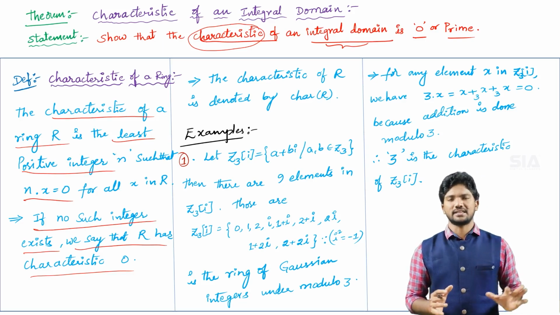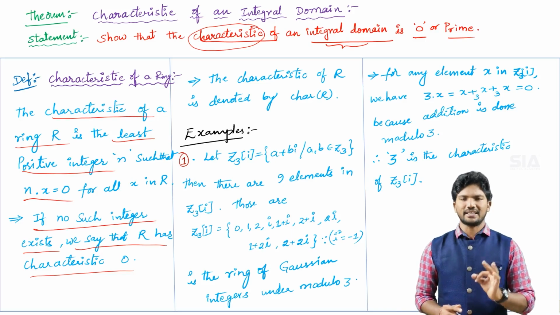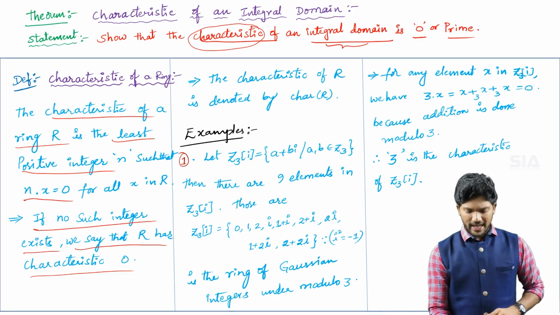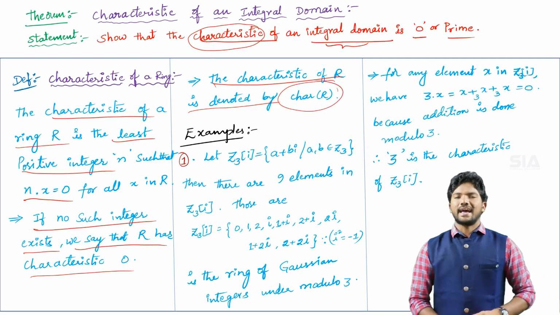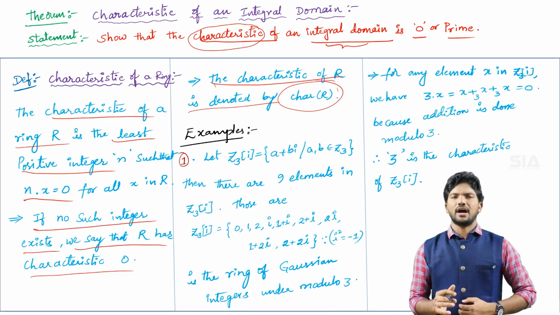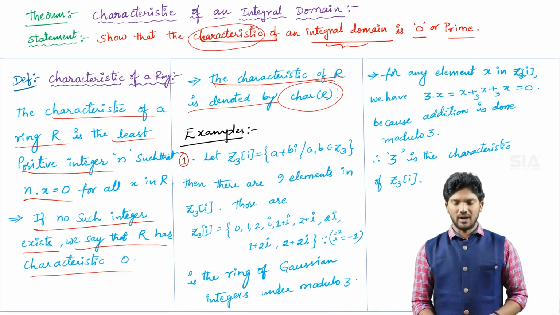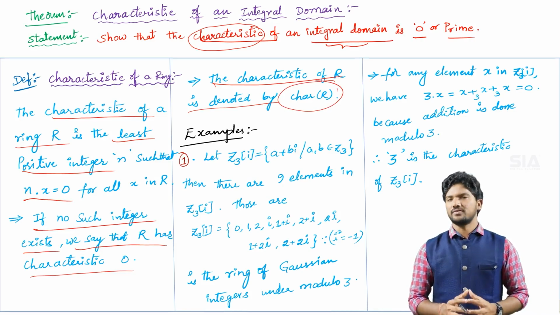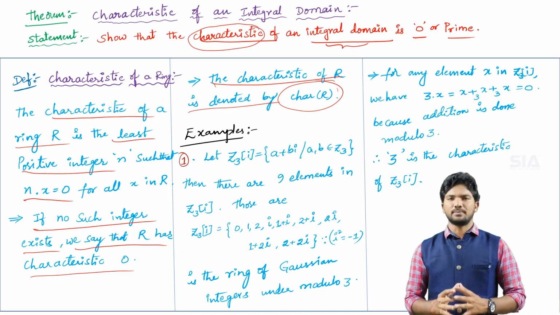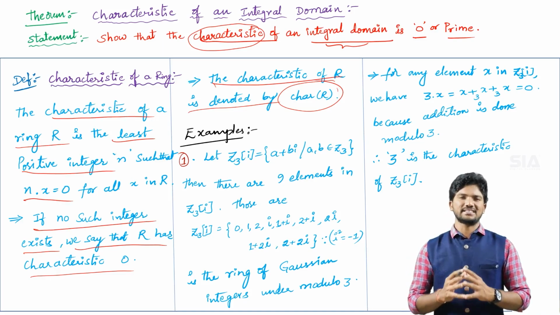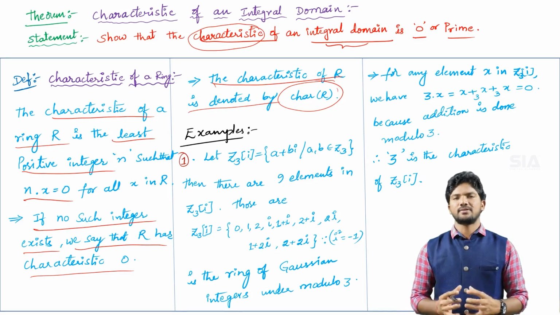There is no characteristic. So that is the characteristic of a ring. The characteristic of R is simply denoted by CHAR of capital R. You have to read it as characteristic of R. So that is the definition. Now we will discuss an example, because in the example only we can understand the definition and the concept clearly.